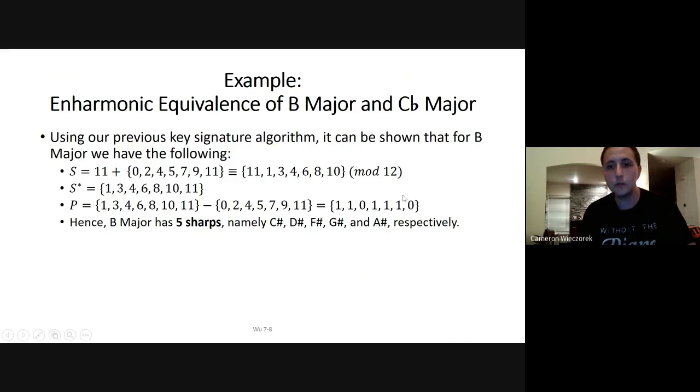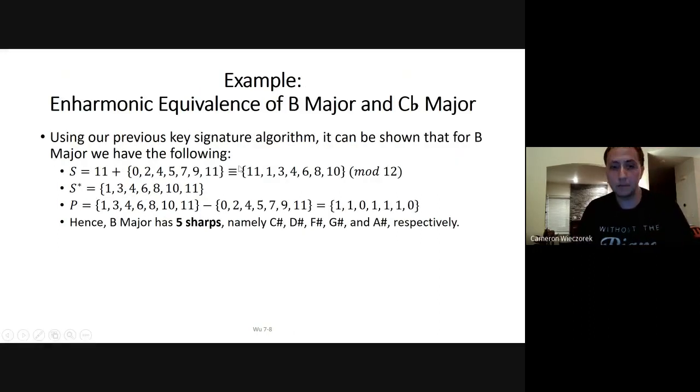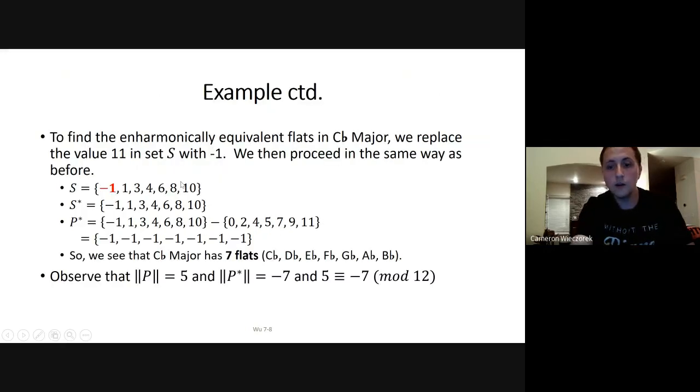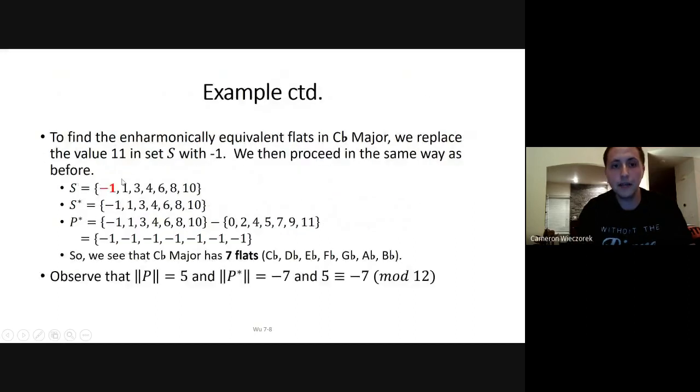Let's say we want to compute the flats that are in C flat major. In order to find the enharmonically equivalent flats in the C major scale, we modify the algorithm. One thing I mentioned previously is that if the number 11 shows up in the set S, we can subtract 12 and replace that value with -1. So notice here in the B major scale, in my first step, there was an 11 that popped up. So I'm going to replace that number 11 with -1, which I outlined here in red. And everything else stays the same.